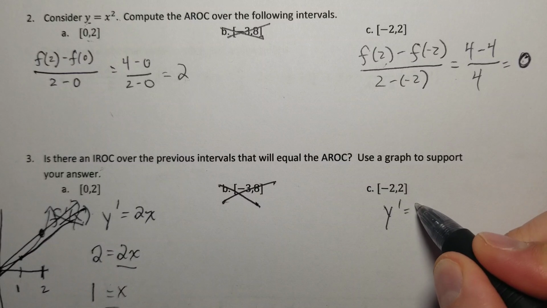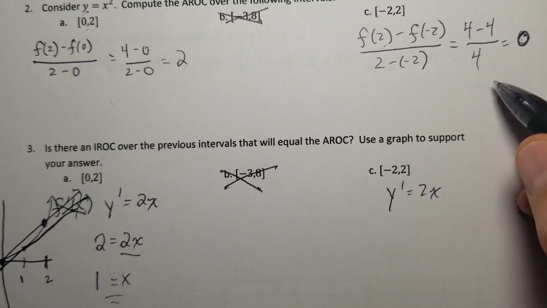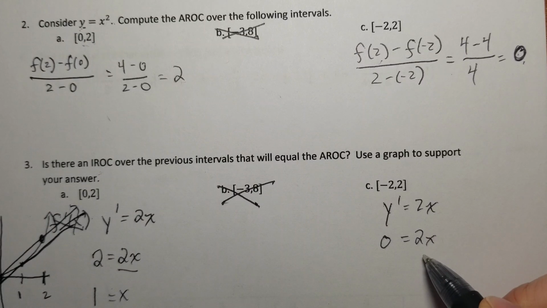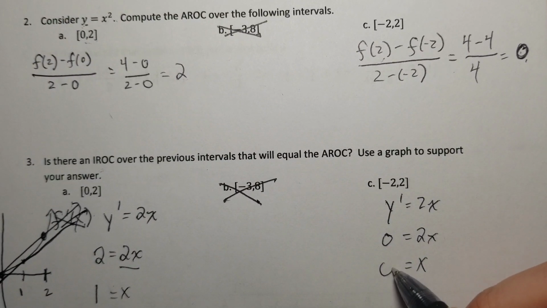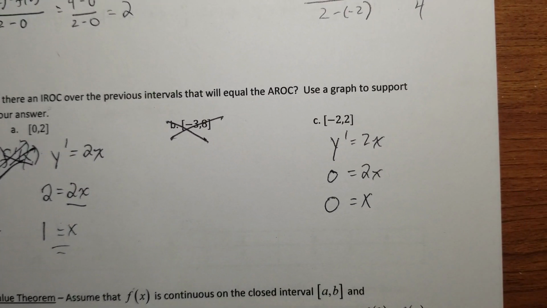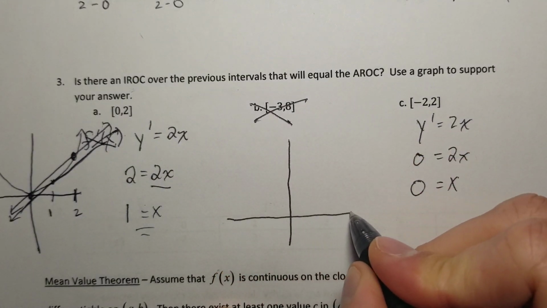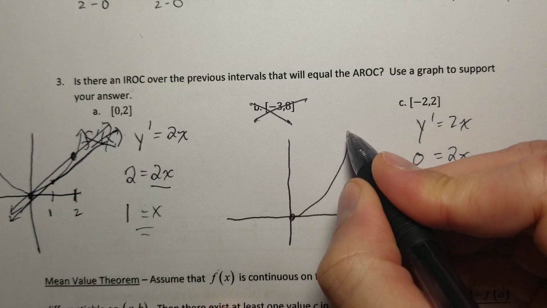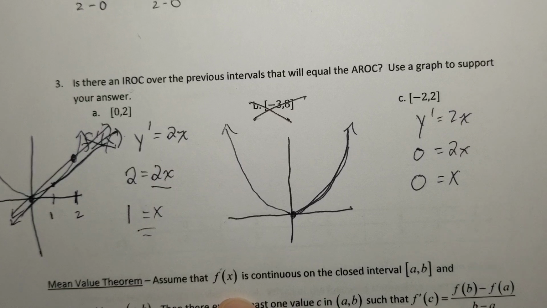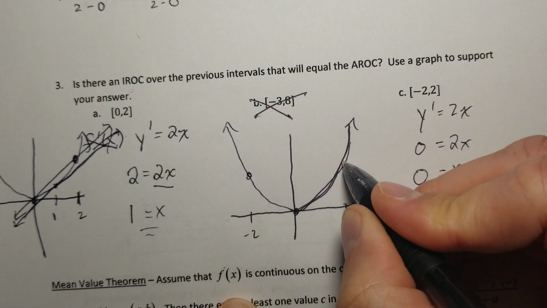We still have y prime equals 2x. And now we want the slope of our tangent line to be 0, so we want y prime to be 0, equals 2x. Again, dividing by 2, x will be 0. All right, so now let's go ahead and draw this one. I think this one makes a little bit more sense to us, hopefully. Okay, I'm going to draw my parabola. Hopefully it's a little bit better picture this time. Positive 2 will be out here, negative 2 will be over here.